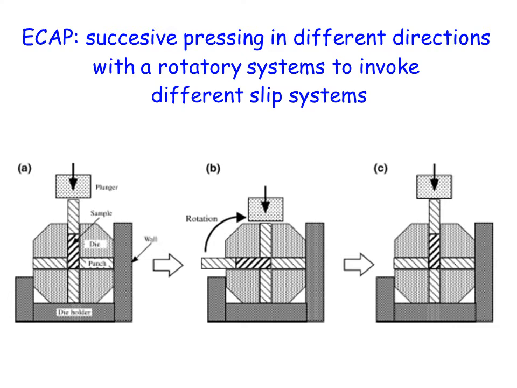One way to obtain a more homogeneous texture of the sample is to go through successive pressings, and this is one example. The sample here is pressed through this channel, then the die is turned and pressed again in another direction like here, and then again turned and pressed in another direction, and this way you can get more homogeneous texturing.